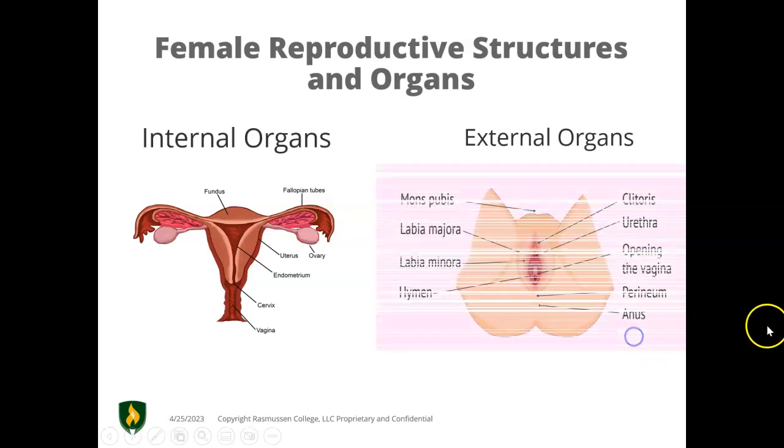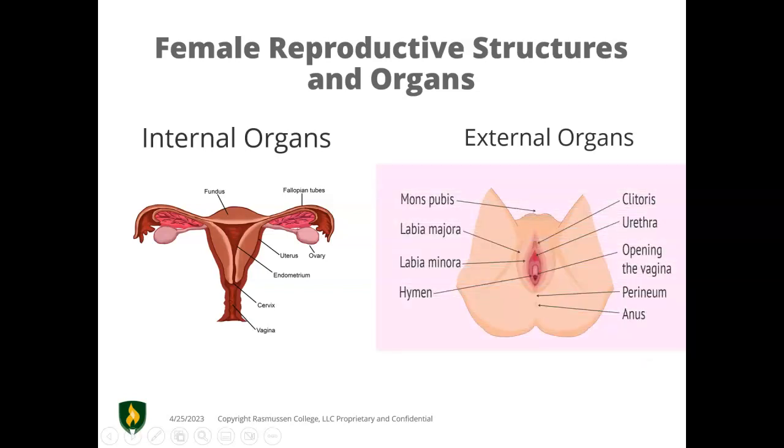On the opposite side, we have our external organs. And the external organs are made up of something we call the vulva. And the vulva is actually a combination of 5 different organs: the labia minora, the labia majora, the clitoris, the Bartholin's glands, and the mons pubis.